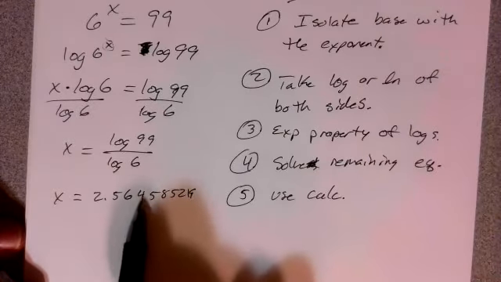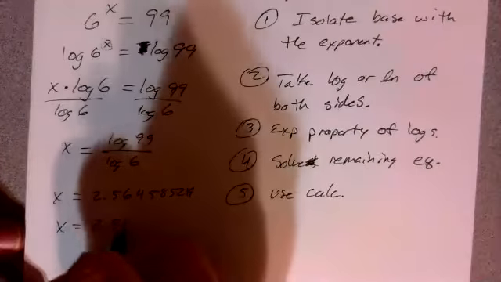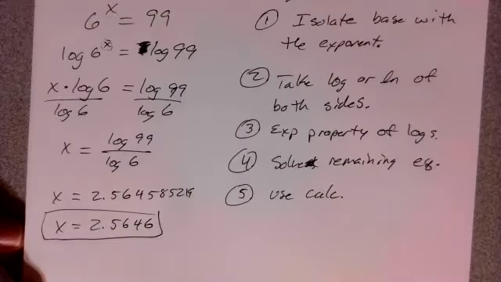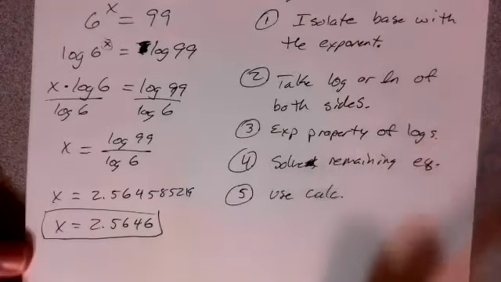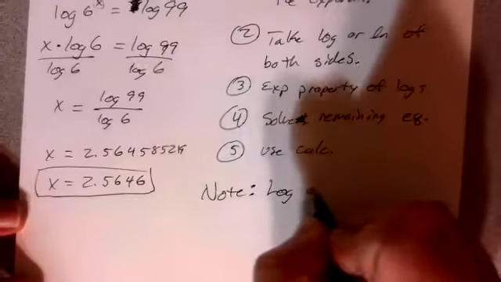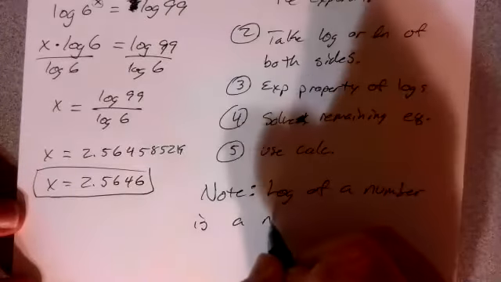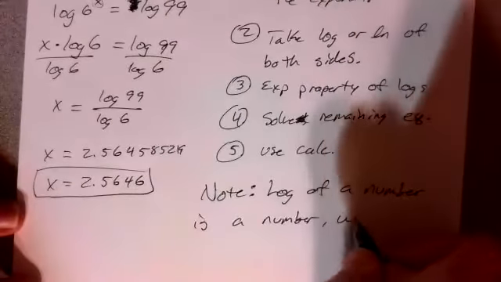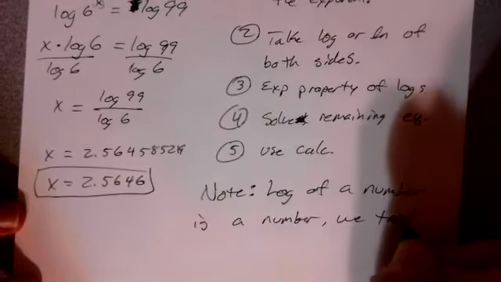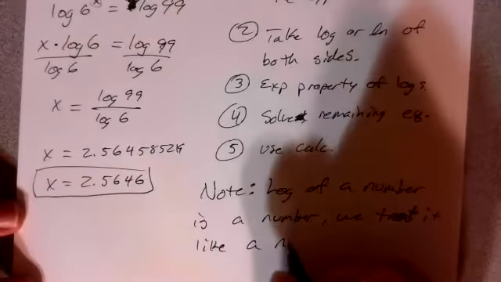So 2.56458 would make that 5 a 6. So I get x equals 2.5646. That would be my answer. Okay. Now, just a note here: the log of a number is a number, and we treat it, T-R-E-A-T, treat it like a number.